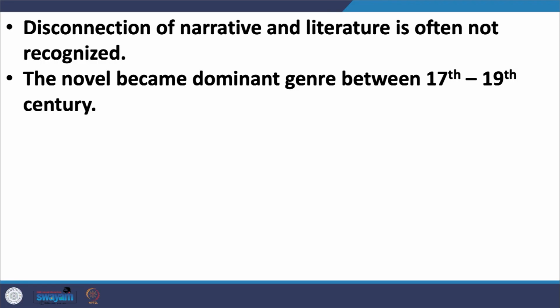The foundation of disconnection of narrative and literature is often not recognized by Western theorists, mainly because the novel became the dominant genre there between the 17th century and the 19th century and has conquered the rest of the world in the last 150 years.